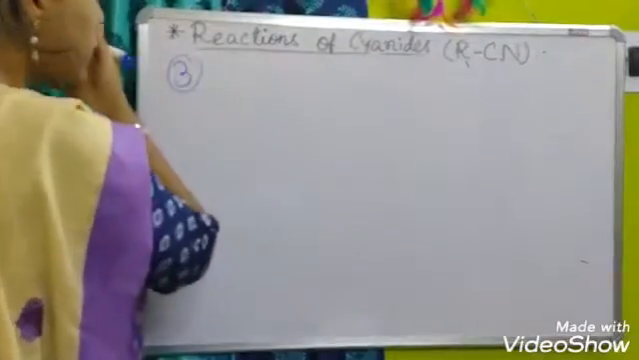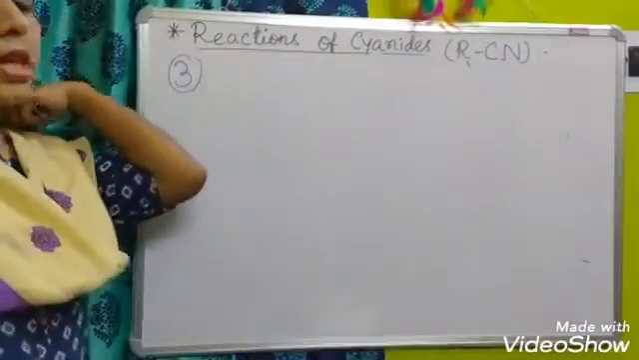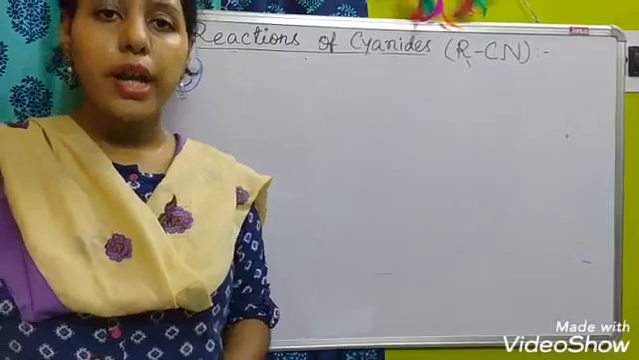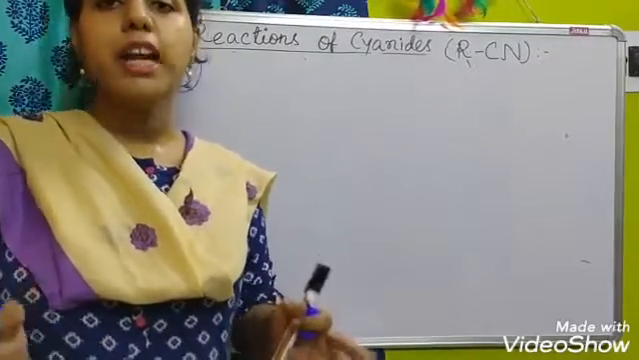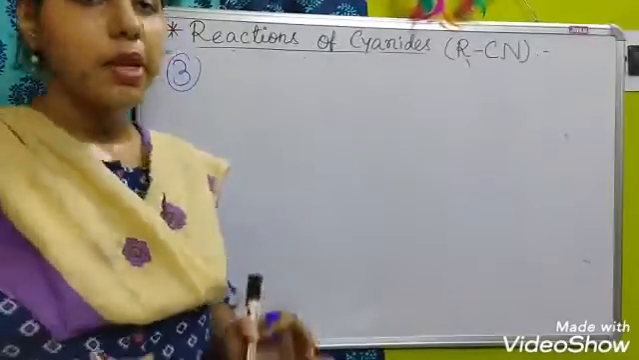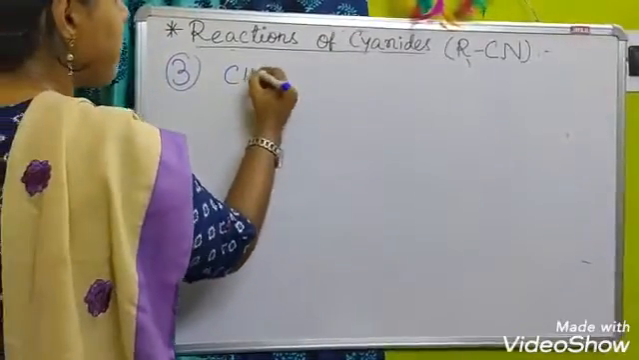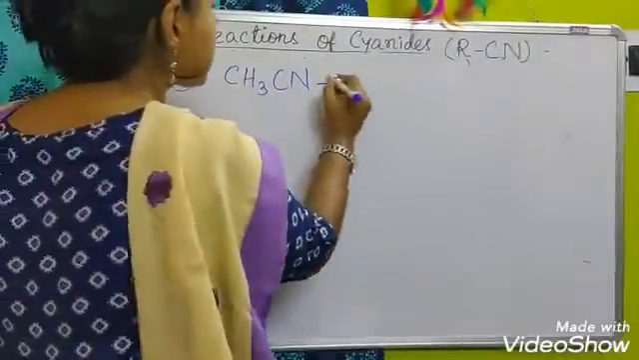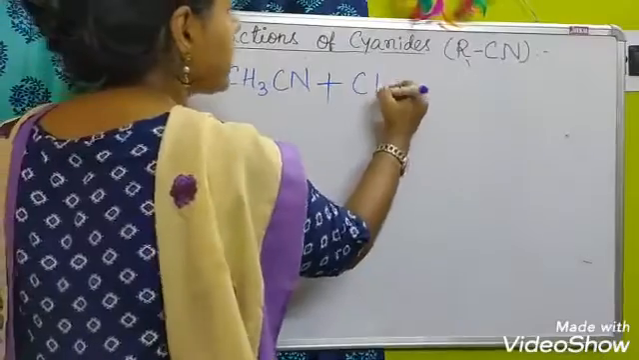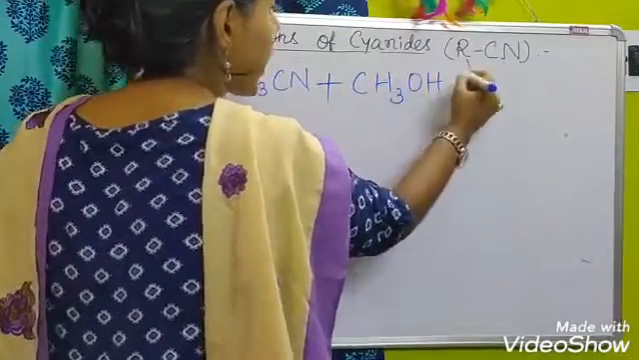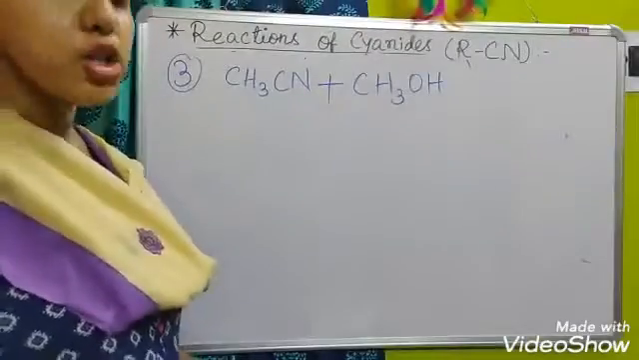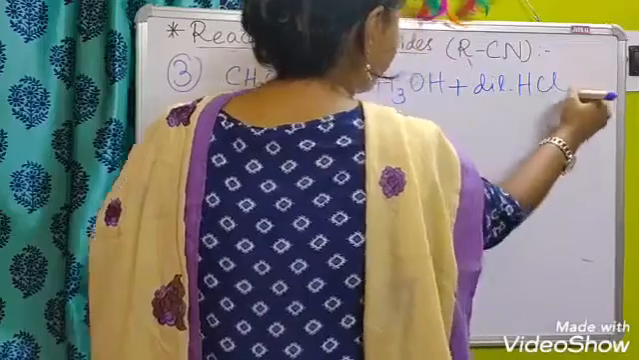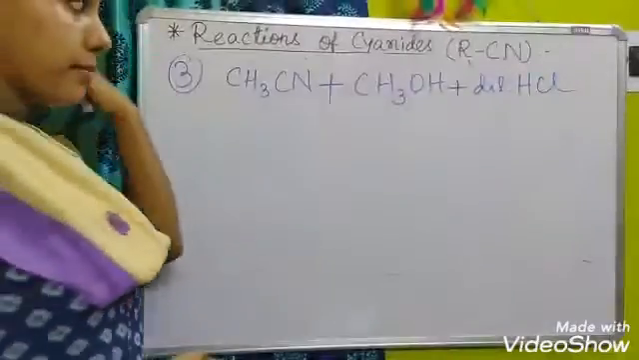So in the next type of reaction, there will be the reaction of the cyanides with an alcohol, just like methanol or ethanol, in presence of acid or in acidic medium. So first, again I am taking methyl cyanide, CH3CN, plus an alcohol, I am taking methanol, CH3OH, plus acid medium, means dilute HCl.